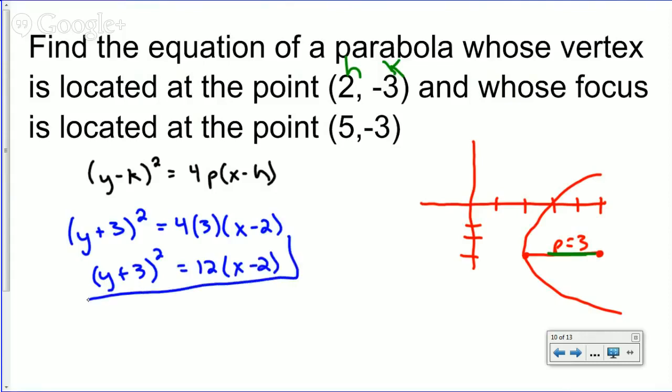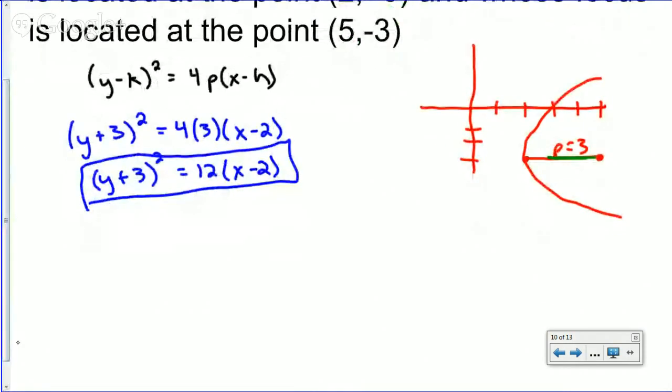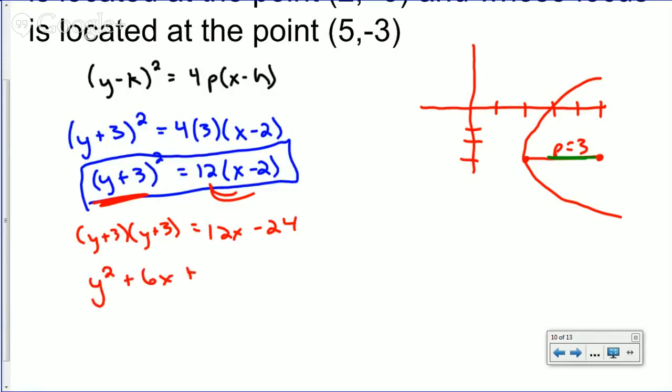Okay. Now this is the standard form. Okay, and sometimes they'll ask you for a general form. Now general form is a little less user-friendly. And it's when everything is on one side as single terms, non-fractional coefficients, and it's set equal to 0. Okay, so in order to do that, we just got to take this and multiply it out. So that's y plus 3 squared equals, and then distribute that out. So 12x minus 24. So this is what? y squared plus 6y plus 9 equals 12x minus 24.